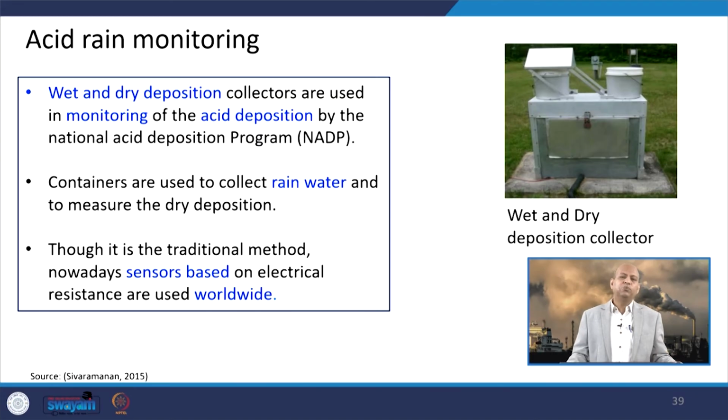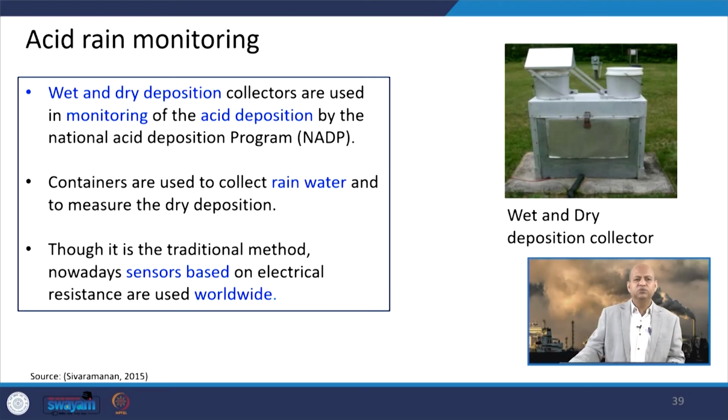Now, if we talk about how to monitor acid rain, you can see there may be containers which collect the acid rainwater, the pH of which we can observe in the laboratory. Similarly, there may be another container which collects the dust particles, the dry deposition. That way we can know how much acidity is present in the rainwater.